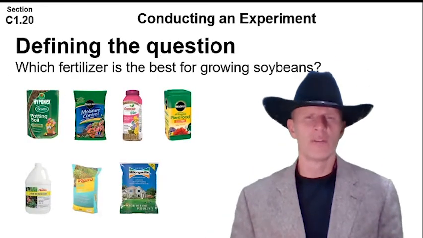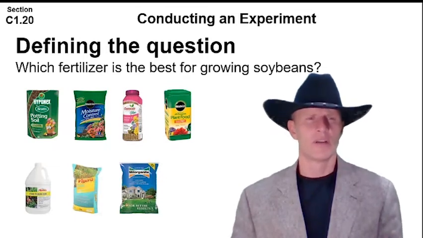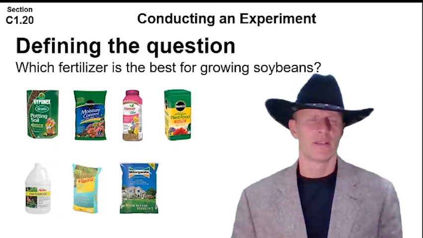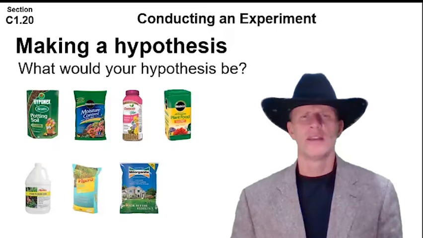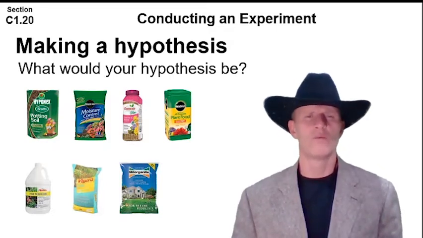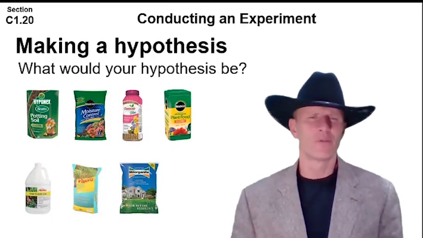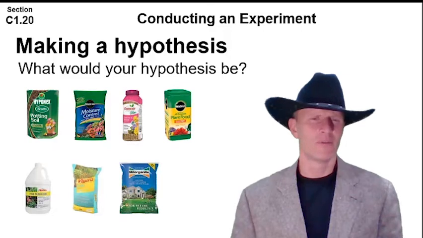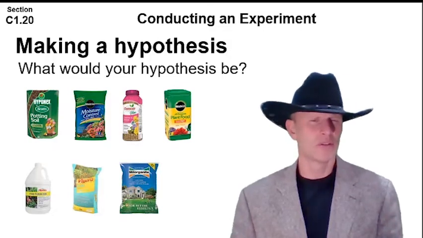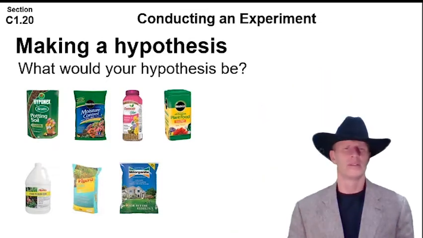So first of all, when you conduct an experiment, you have to have a driving question. For example, which fertilizer is best for growing soybeans? And then you want to make a hypothesis. Do a little research and then make a hypothesis. What would your hypothesis be? For example, I think, looking at the tables on all these different fertilizers, the moisture control is going to be the best fertilizer to grow soybeans.